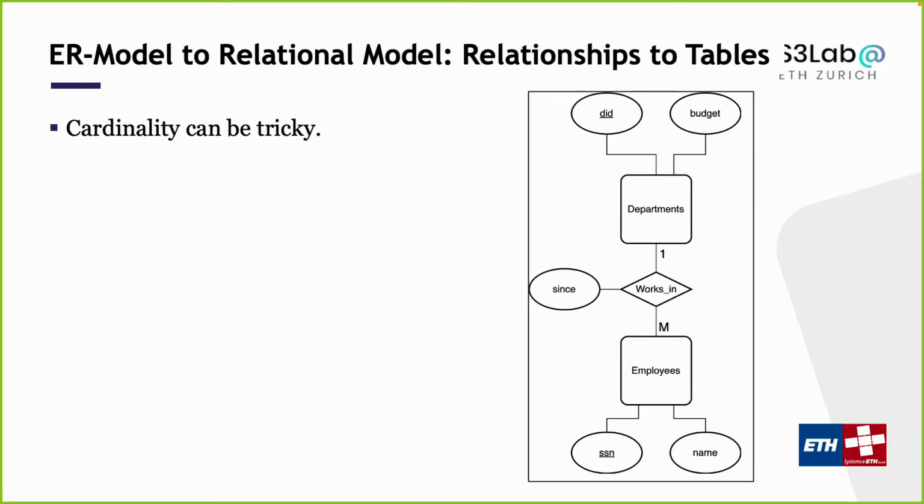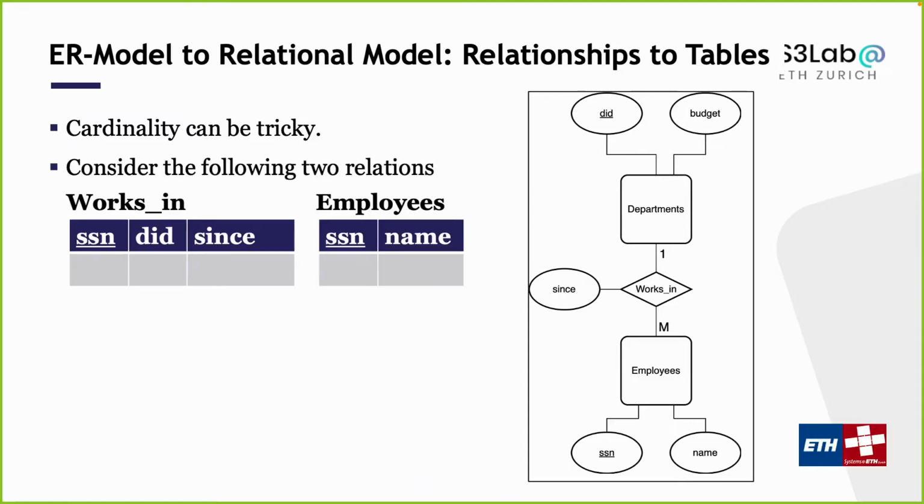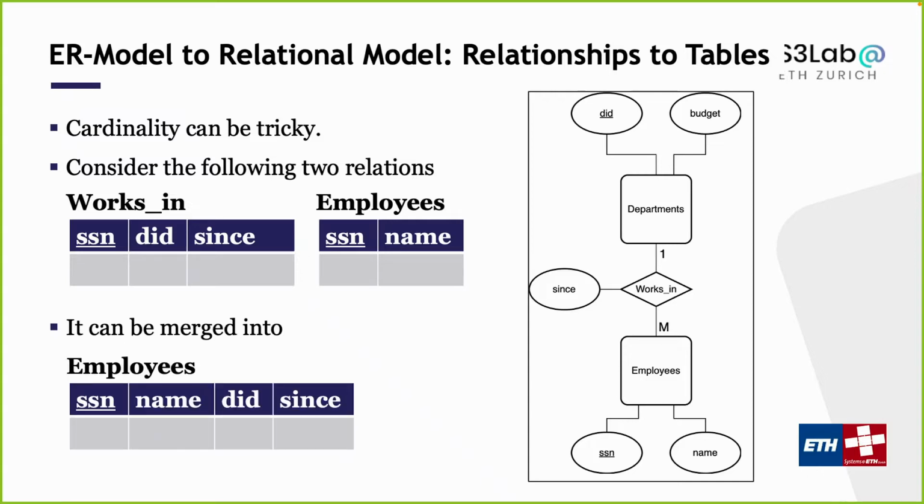So how to do the translation, right? The very first step is you have employees as a relation, you have departments as a relation, and you have the works in relationship as a relation. So you have three different relations. If you look at these two relations, works in and employees, their primary key will be the social security number, the ID of the employees, for example. And then we could actually merge that into a new relation that looks like this, right? So I can have the works in relation being subsumed by the employees relation, right?